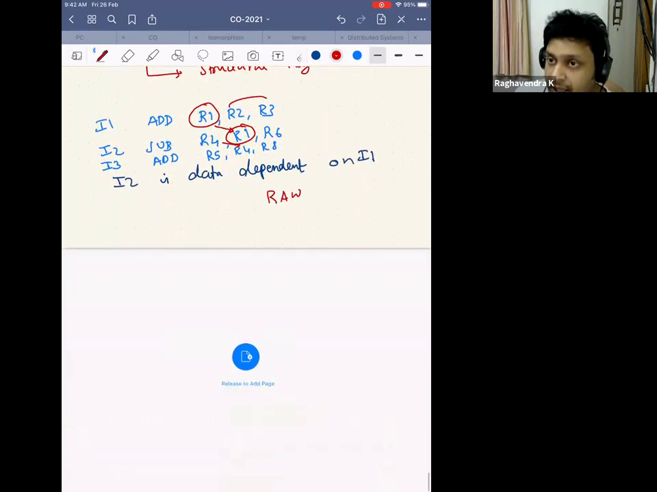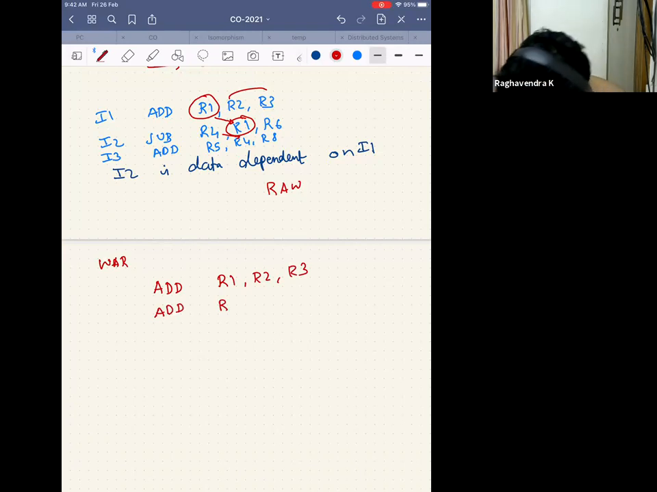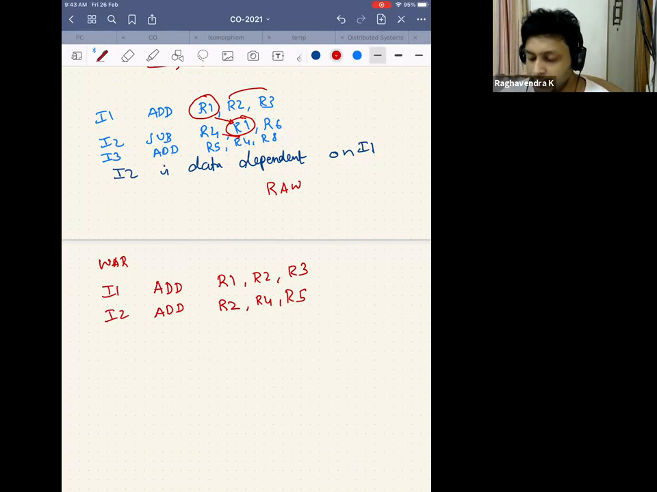So now what is a write after read hazard? Let's say I have an instruction, something like this. Now there is no read after write hazard, which means that I2 need not wait for I1 to produce some value. I don't have to wait, but I cannot go ahead and execute I2 before I1 because there is something happening here. That is a write after read hazard.